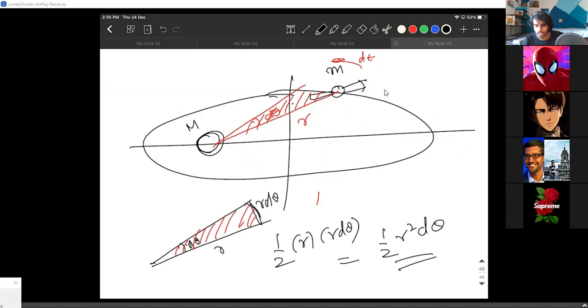Sir, we are taking it as a triangle, right? Yeah, a very small triangle. Since it is so small, it can be written as a triangle. So this is the area of this little triangle.